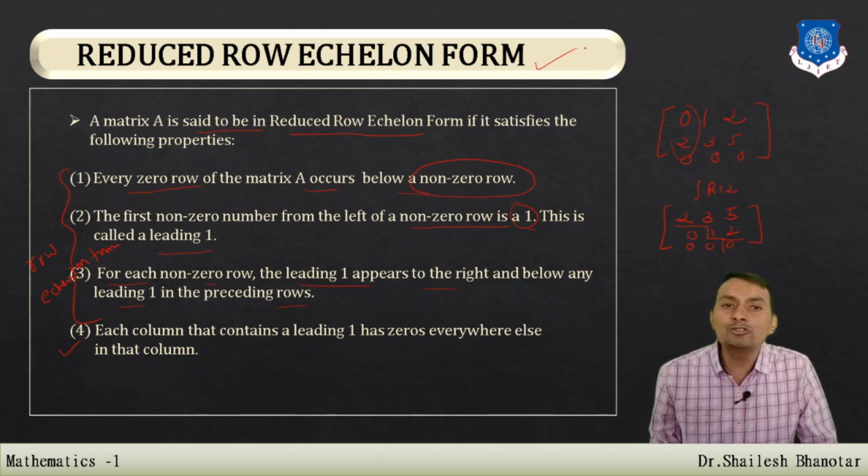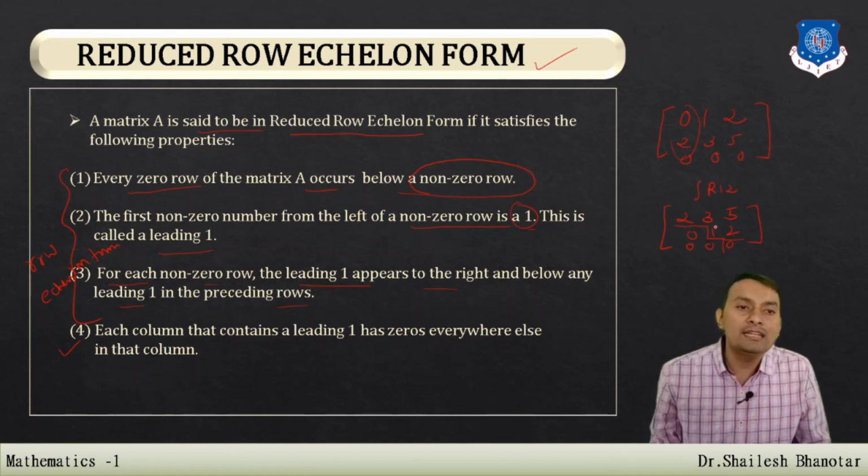But our reduced row equivalent form says that whatever we have as the leading entry should be 1. Again, the leading entry is there, but it is not 1. So I have to divide by 2, and in that case we get the leading entry as 1.